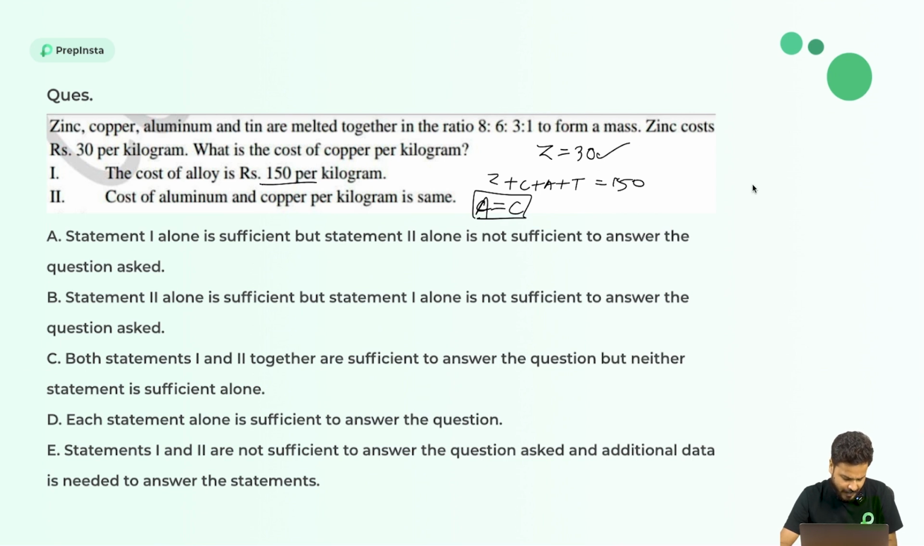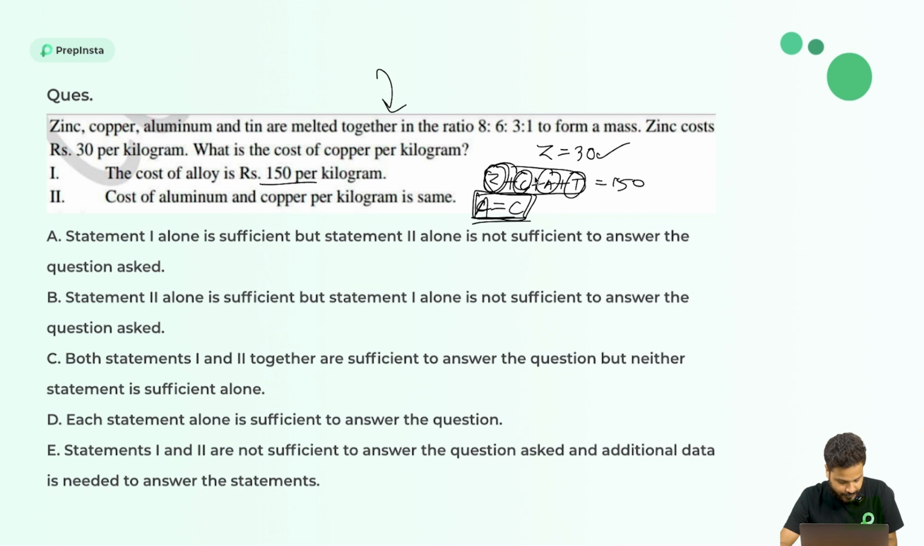Now one equation I have here, I have one equation here, I have one equation here. How many variables do I have? Z, C, A and T. There are 4 different variables. So guys, it's up to you if you want to waste your time solving ratio and proportion. So here finding 8/(8+6+3+1) would be the units for zinc in the alloy. Solving it for the next 5-10 minutes, that's up to you. But I'll suggest you don't have to solve this, because there are 4 variables.